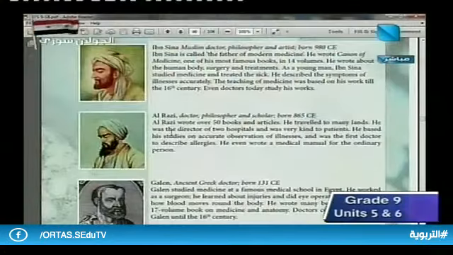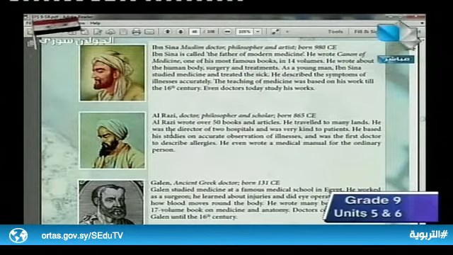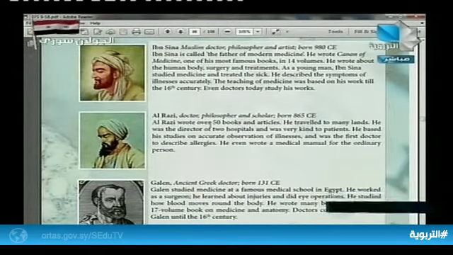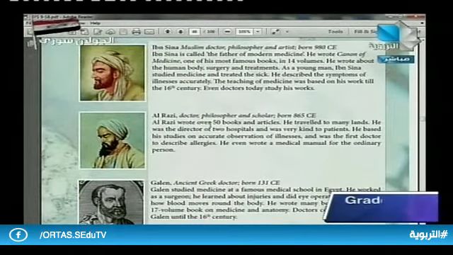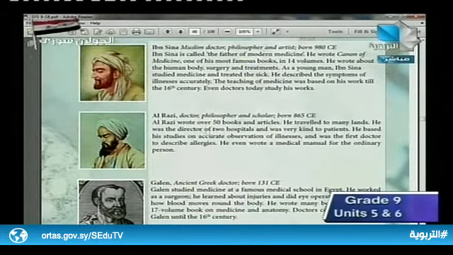Now we can talk about Al-Razi. Al-Razi also was a doctor, a philosopher, and a scholar, and he was born in the year 865 CE. What did Al-Razi write, Miss Lujay? How many books, for example? He wrote over 50 books.